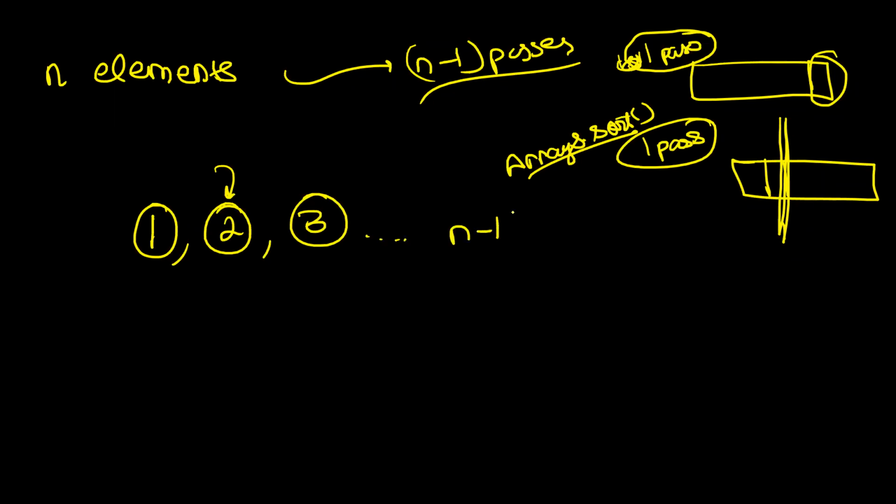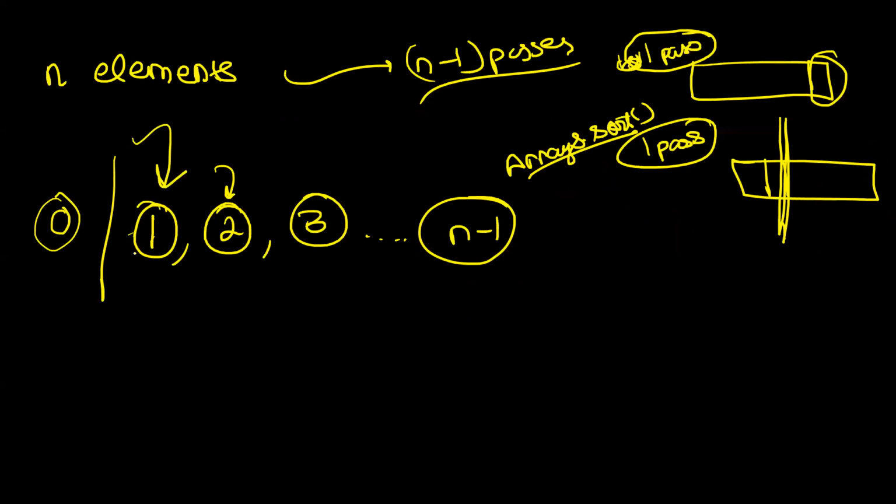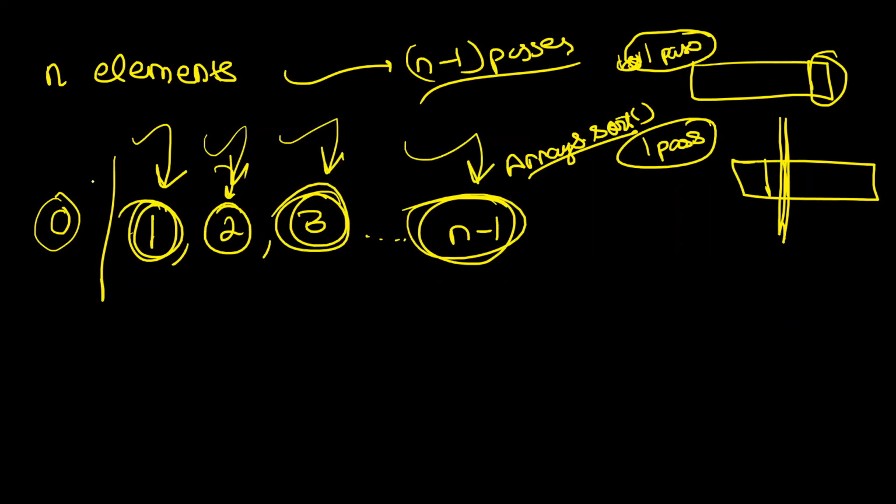Till I will come to index number n minus 1 and insert the element that is present there. Do you agree? The element at index 0 is already sorted. First of all, you go to index 1, insert the element. Go to index 2, insert the element. Go to index 3, insert the element. Go to index 4, insert the element. Do you agree with me? This is what we are trying to do.